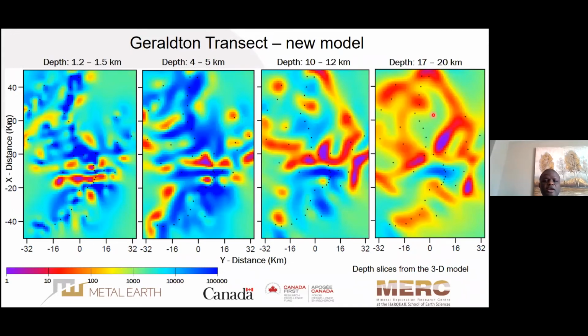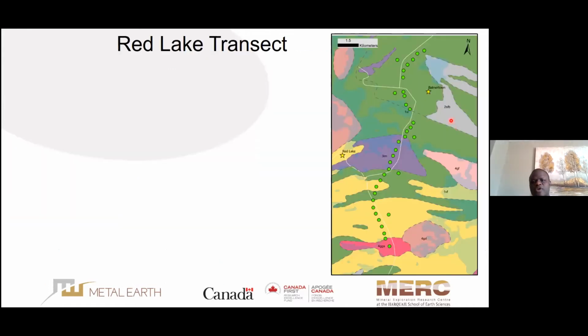So here are the depth slices from the new model produced from a combination of the old and the new data set. And as you can see, now we have better constraint. We can confidently interpret this structure because it's data constrained. The RA in charge of this transect, Suzanne, will discuss these models with you in more detail. So I will leave it at that and go to Red Lake.